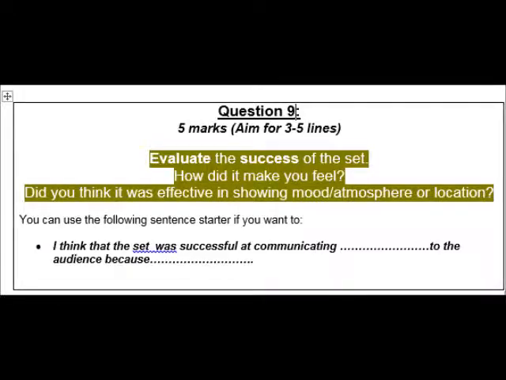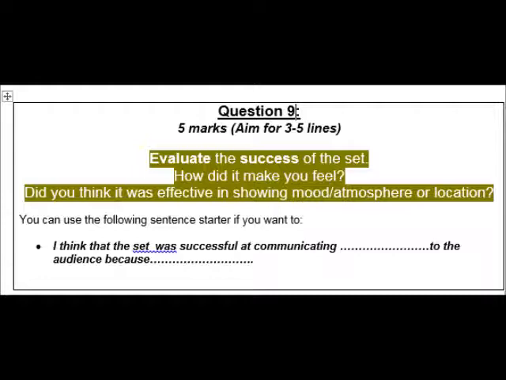Question 9. This question is worth 5 marks. You should aim to write 3 to 5 lines, spending 5 to 10 minutes. Evaluate the success of the set. How did it make you feel? Did you think it was effective in showing mood or atmosphere or location? You can use the following sentence starter if you want to. I think the set was successful at communicating to the audience because.